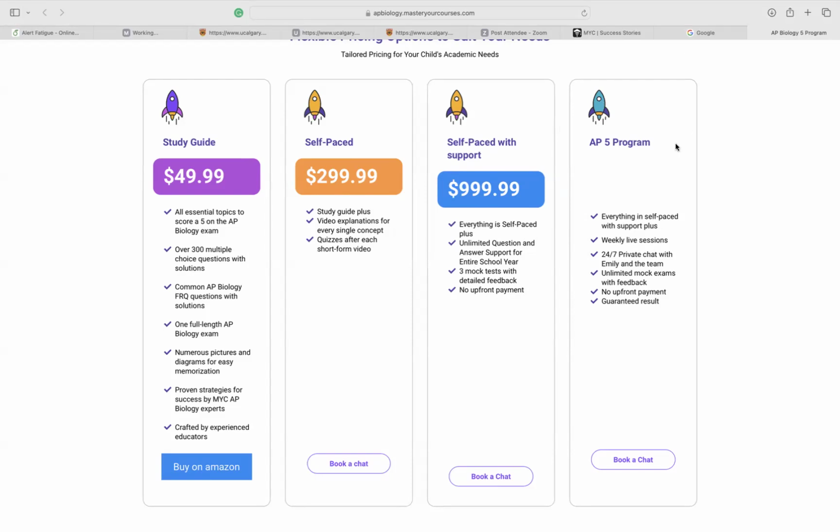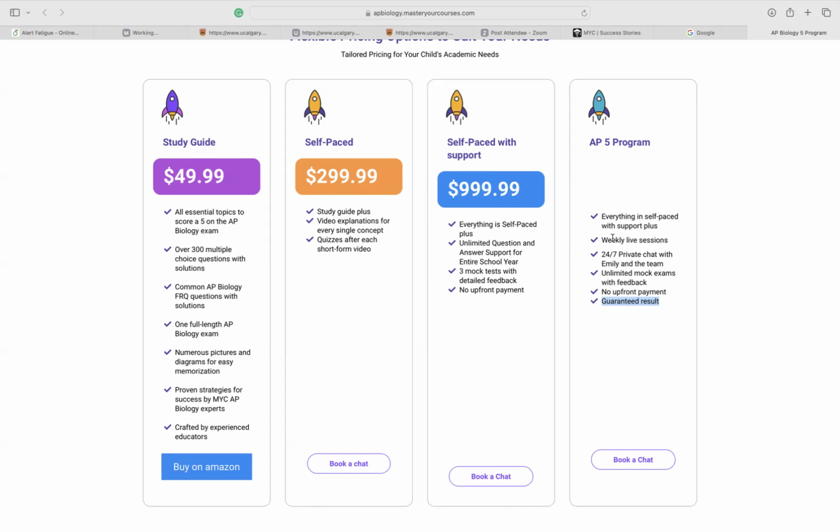This AP5 program is our top program and contains these features. It has everything in our self-paced with support. It has weekly live sessions for teaching and education. It has 24/7 private chat support with Emily and her team, unlimited mock exams, and guaranteed results. With our AP5 program, we guarantee that if the students attend our program and do their assignments and homework, it will give them a guaranteed 5. Otherwise, your money is back.